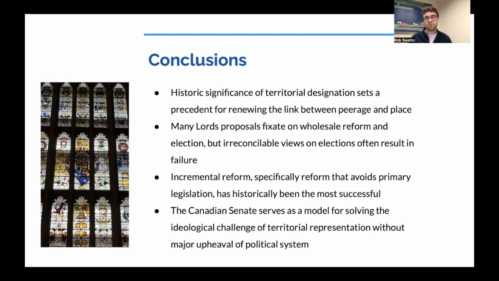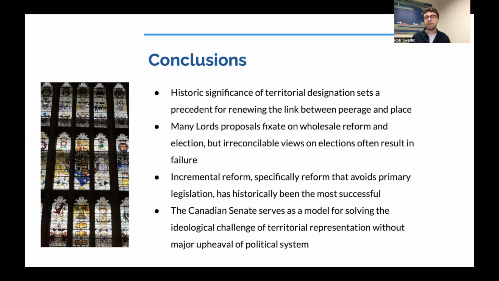The theme of this conference was Politics Today, and it asked early career researchers to explore novel solutions to Britain's current and future challenges. And I think in this paper, the goal was exploring novel ways to create territorial representation through historic links without major upheaval or primary legislation. There is great historical significance for territorial designations, and they set a precedent for renewing the link between peerage and place. The personal and symbolic connections that current peers have with their place is clearly identified.